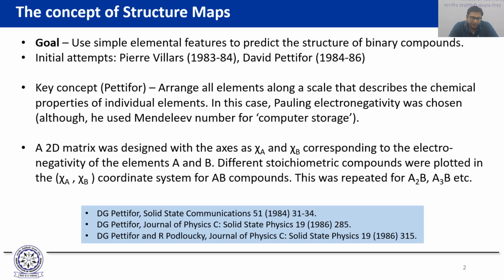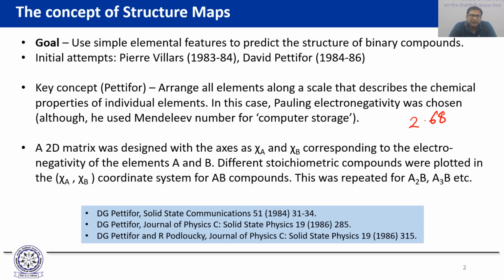So, the concept that Pettifor had was a fairly straightforward concept. He wanted to arrange all the elements along a scale that describes the chemical properties of the individual elements. Sounds familiar? That is pretty much like the periodic table. In case of David Pettifor's structure maps, he decided that Pauling's electronegativity was actually something which would be a good descriptor of the chemical properties of the elements. Now, Pauling's electronegativity is going to give you fractional values. So you will be having a bunch of decimals. So you could have an electronegativity, let's say, of 2.68 and so on.